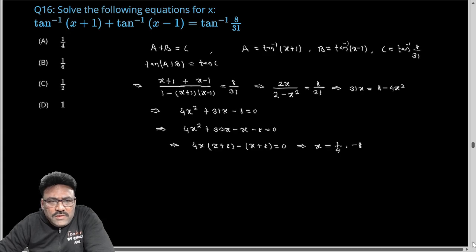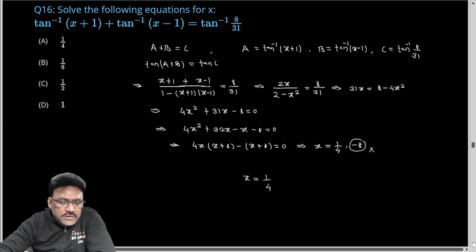But you can see that if I put x is equal to minus 8 here in the given equation, the left hand side becomes negative, but right hand side is positive. Tan inverse 8 by 31 is a positive number. So x cannot be minus 8. Hence this minus 8 will be rejected. And the only possible answer is x is equal to 1 by 4, which is option A.